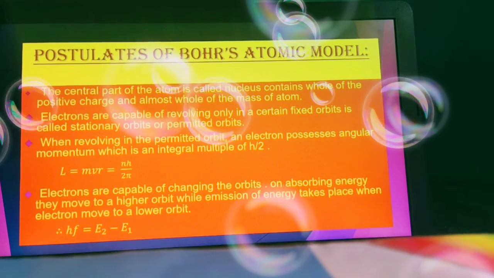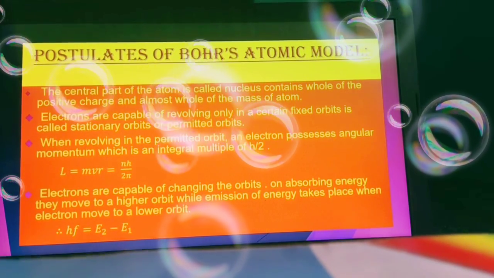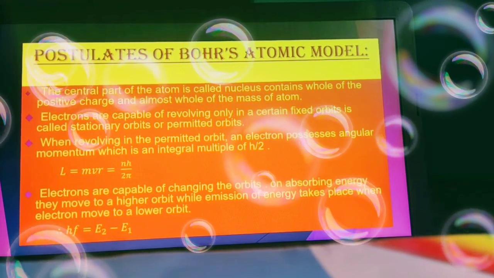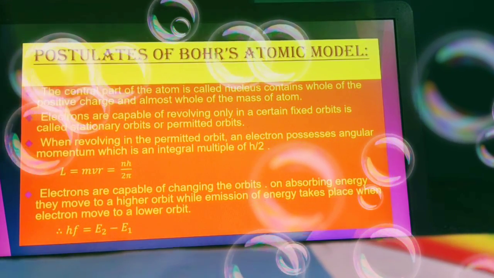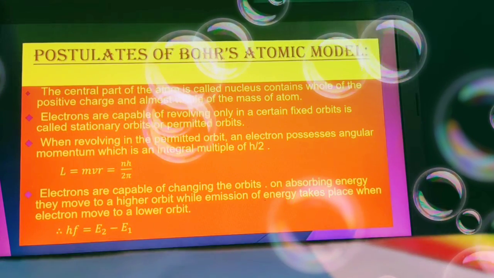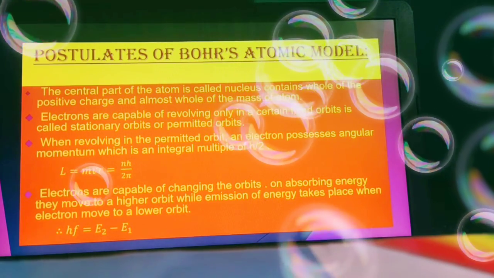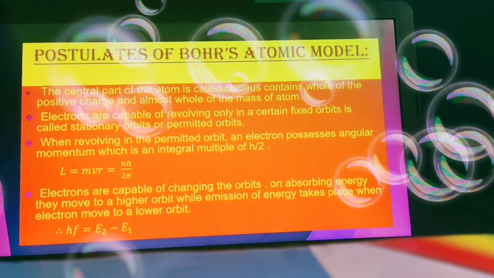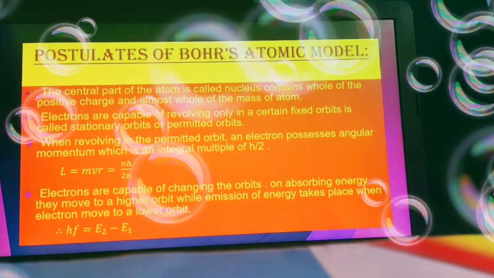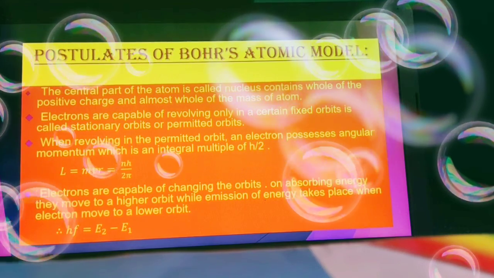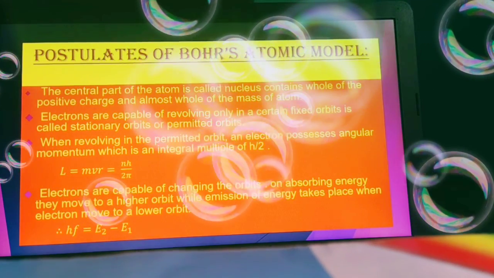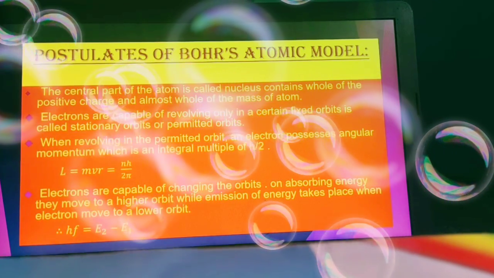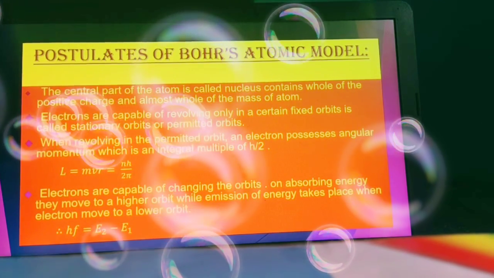But we know that a body moving in a circular path possesses angular momentum. It is denoted by capital L. L equals mass m into velocity v into radius r, equal to, according to Bohr's atomic model, integer n into h by 2 pi.